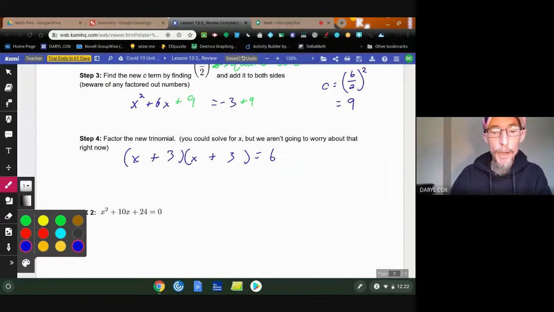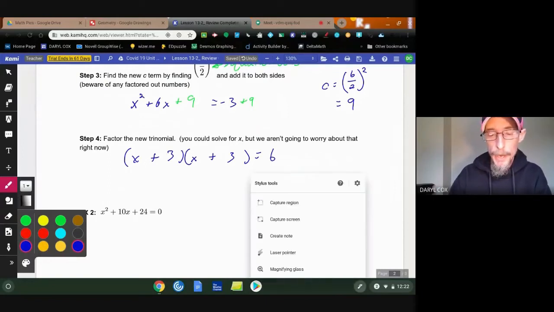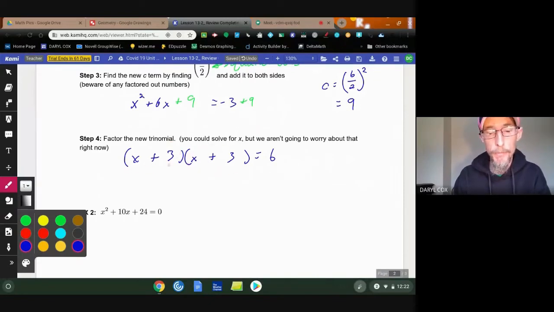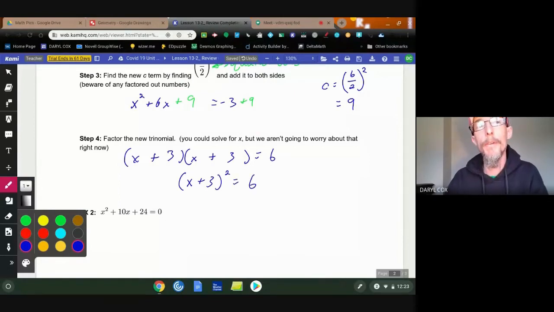Okay? But look at what you've got here. You now have a binomial times itself. So that's something times itself. Anytime you've got something times itself, you can rewrite it as x plus 3 squared. And there we go. We've now factored this using completing the square.